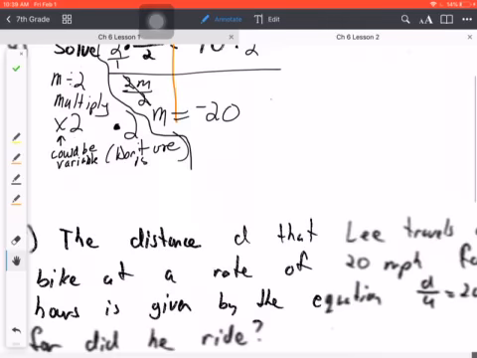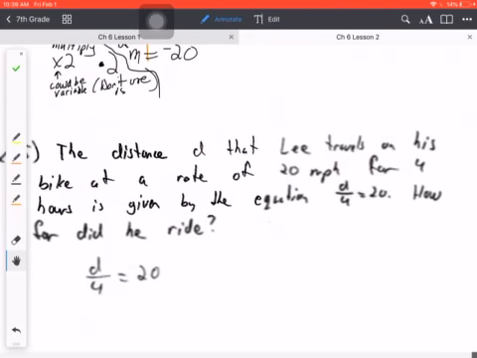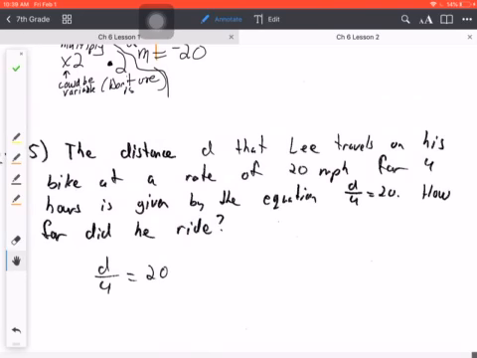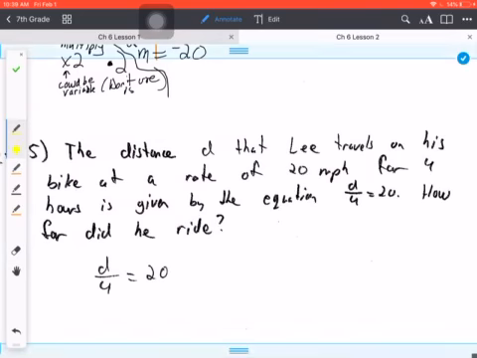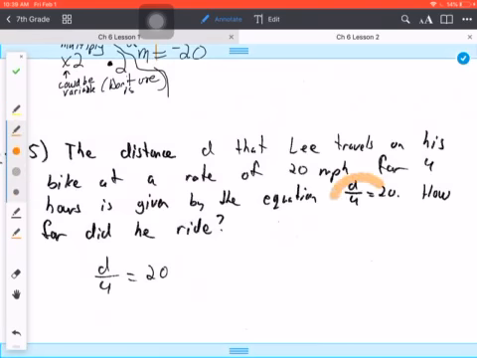All right, and then last example here. It says the distance d that Lee travels on his bike at a rate of 20 miles per hour for 4 hours is given by the equation d divided by 4 equals 20. That's really nice. We don't have to come up with an equation. It already gives it to us, which is really nice. We still do have to find out, though, how far he rode. So I still want to look at 20 miles per hour for 4 hours, because this unit right here and this set of units right here is going to be really important.